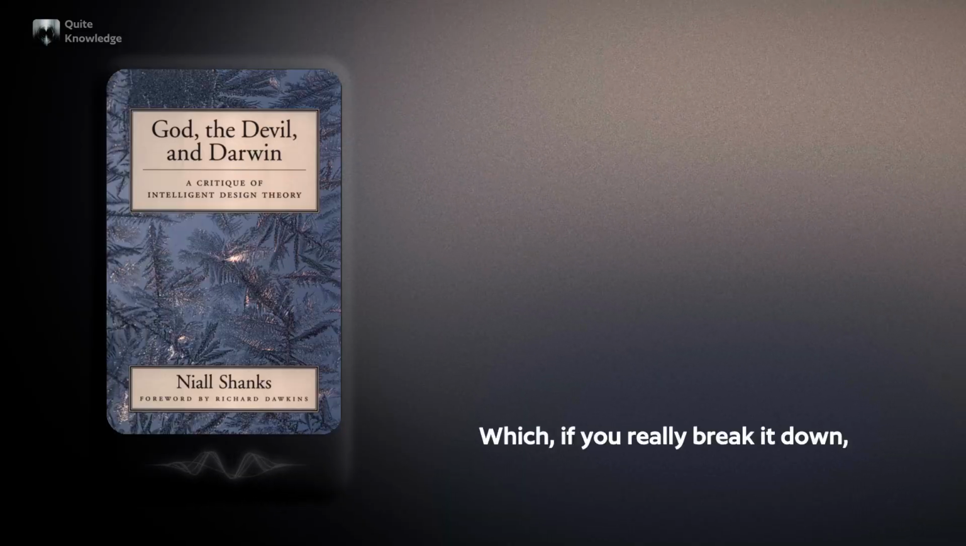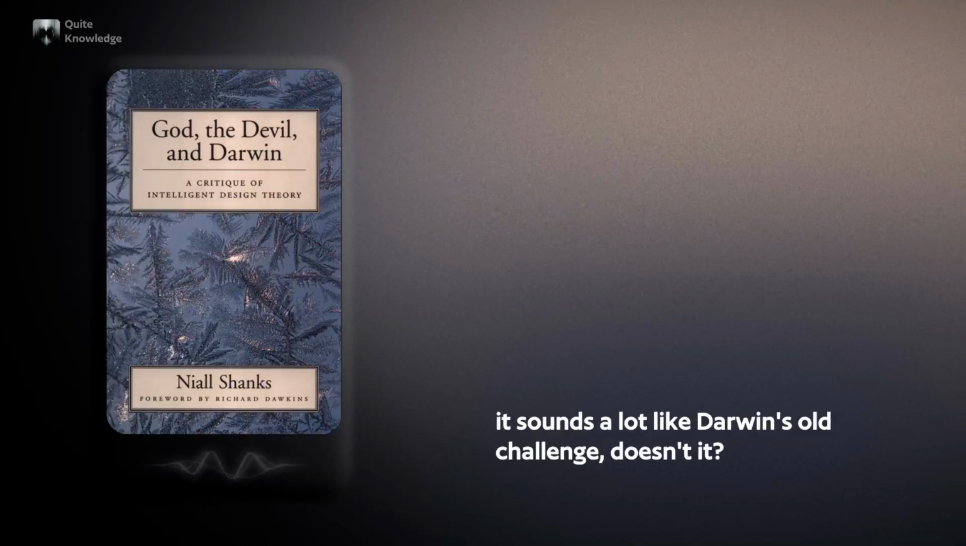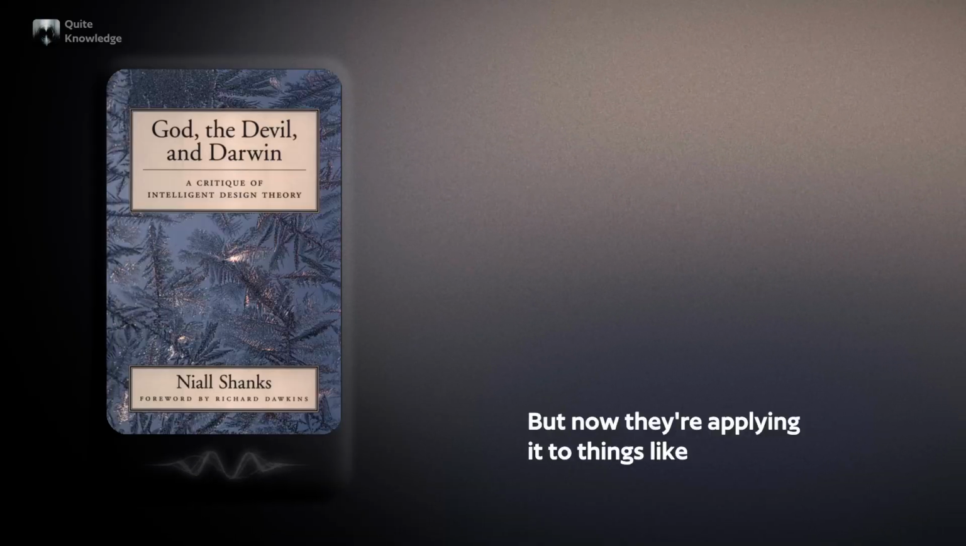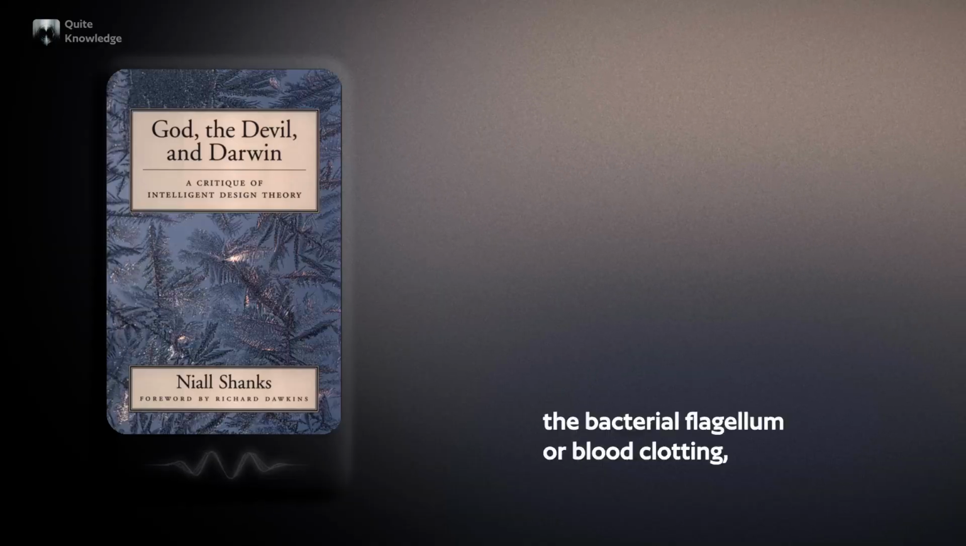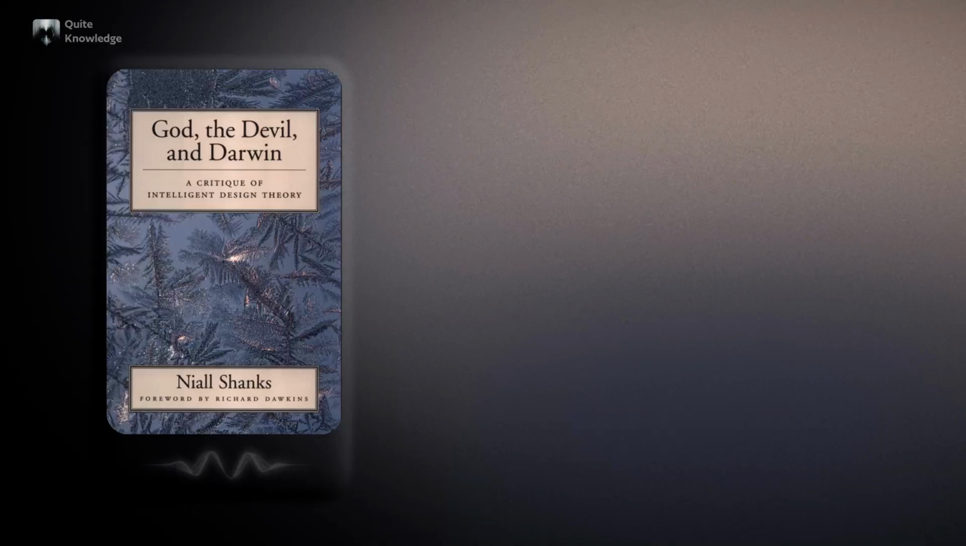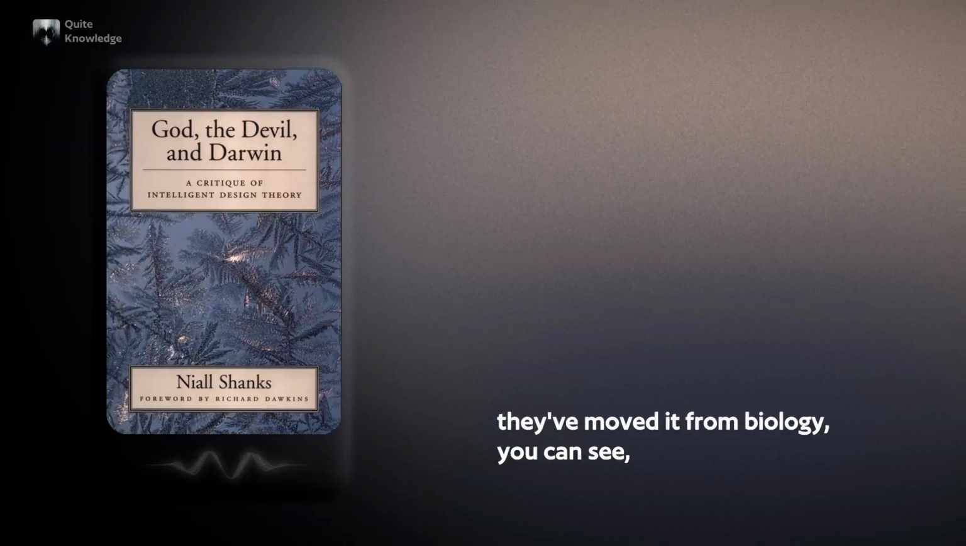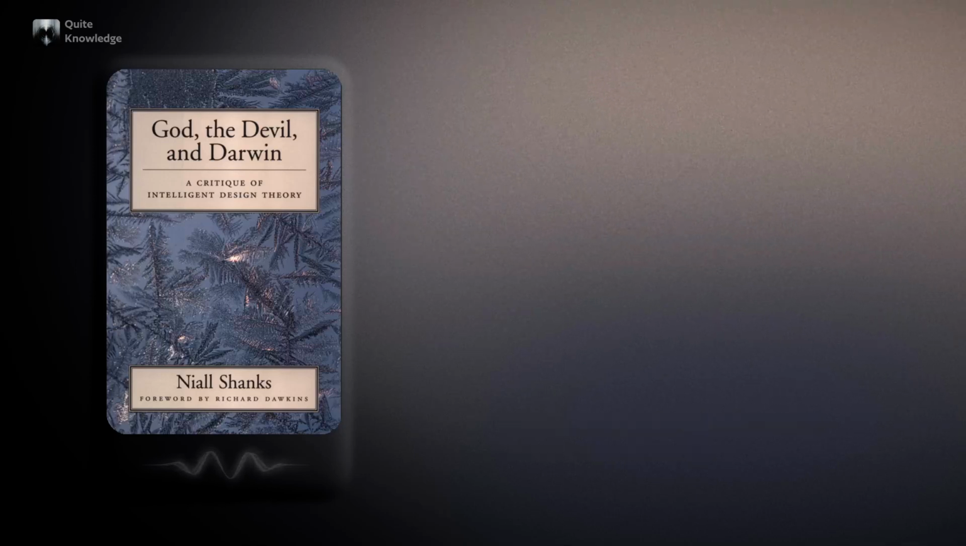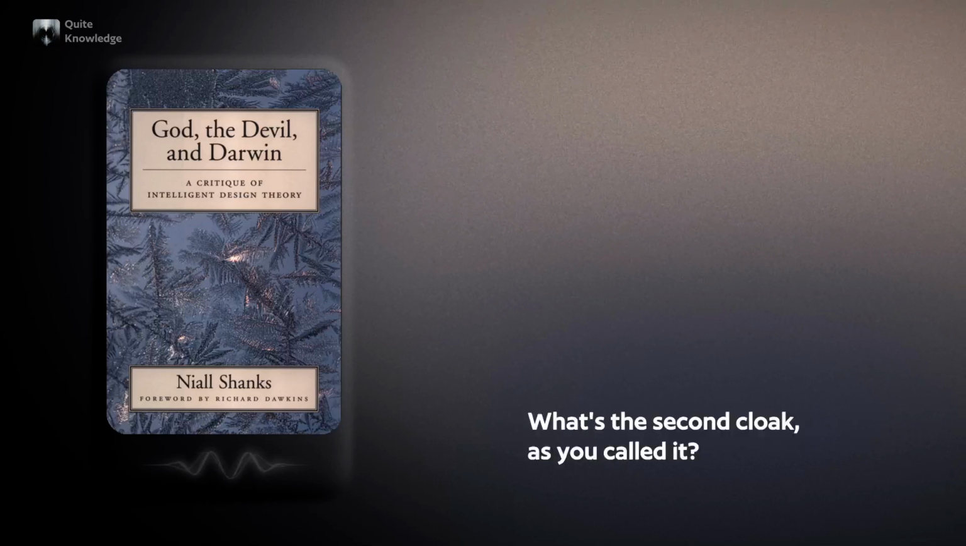Which, if you really break it down, sounds a lot like Darwin's old challenge, doesn't it? Yeah. That question, what is the use of half an eye? Precisely. But now they're applying it to things like the bacterial flagellum or blood clotting. Stuff happening at the molecular level. They've definitely shifted the ground, moved it from biology you can see to biochemistry that's harder to observe directly. Okay, so that's irreducible complexity. What's the second cloak, as you called it?